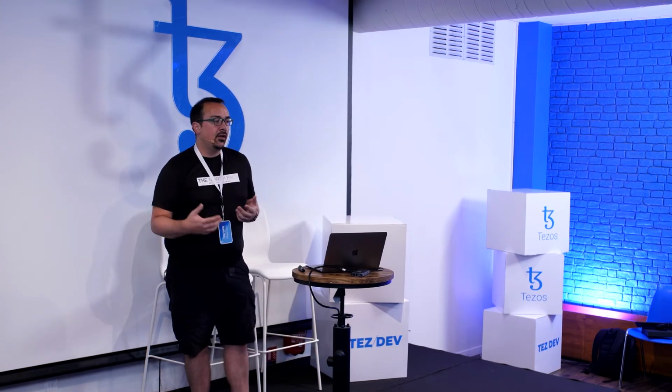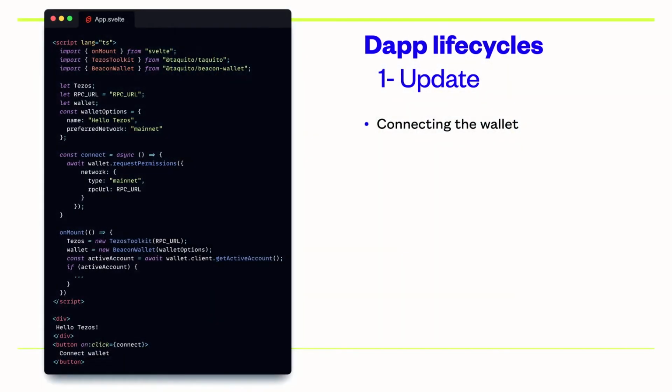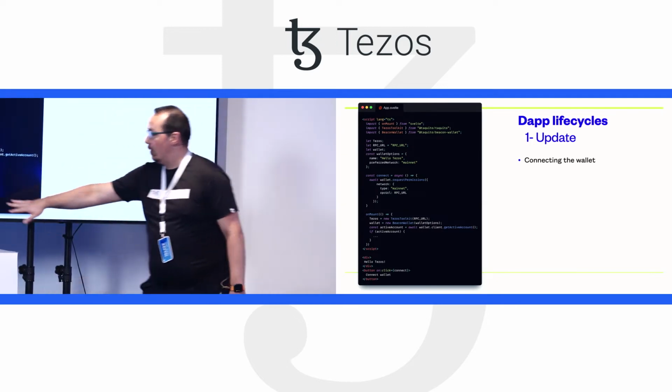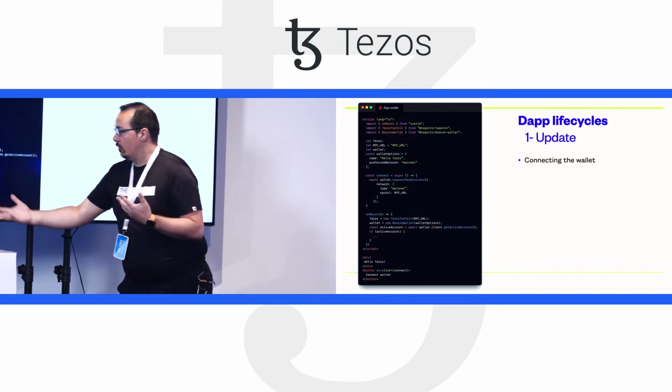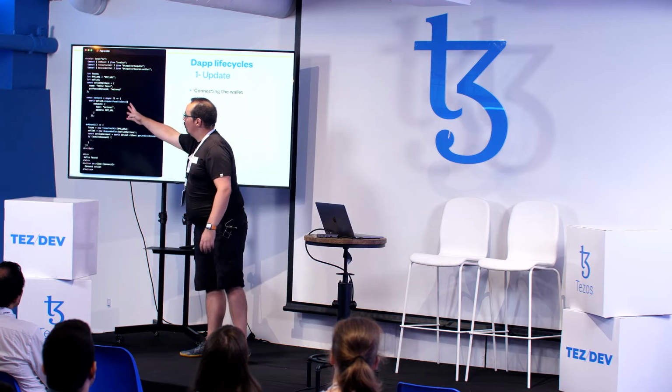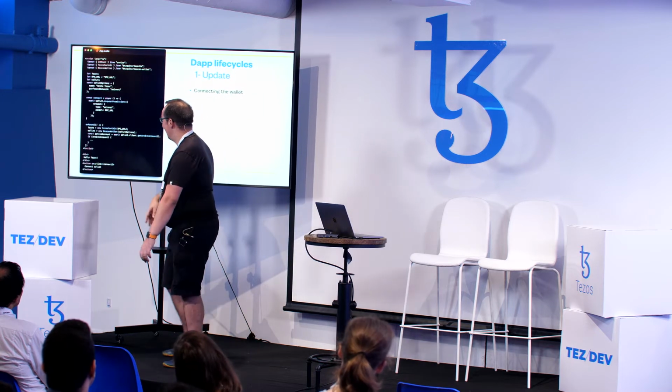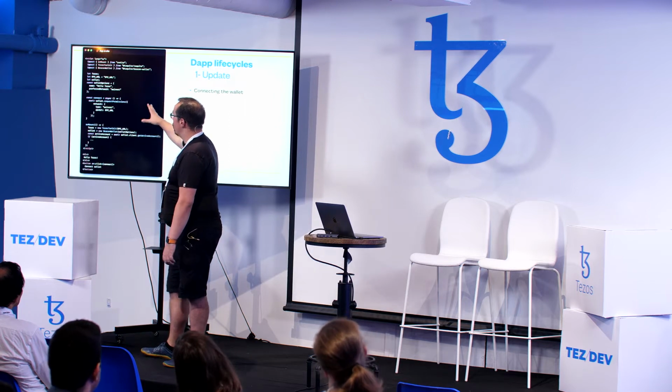Next, your dApp is going to update. So after you set it up, the user is going to interact with it, and then you have to update the application. One of the things that you would like to do is connect the wallet. So at this point, you're going to ask the user to connect the wallet. I wrote some code here about how it looks on Svelte. So for example, you're going to have a button, and then there's going to be a click event, and then there's a function where you're going to connect the wallet.